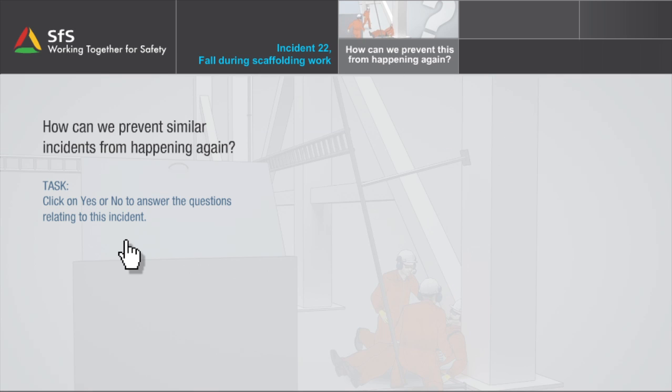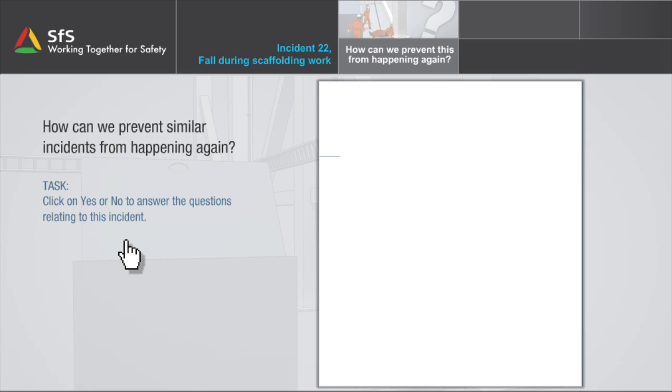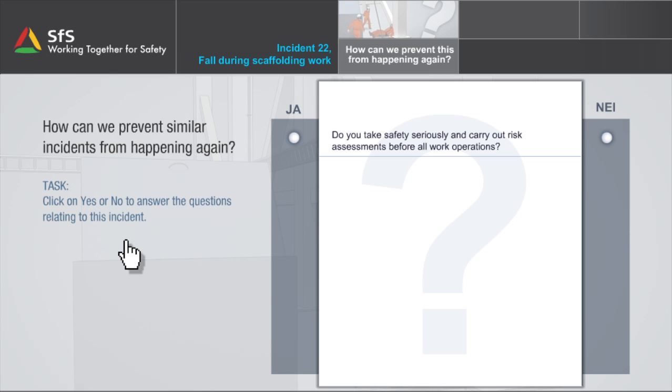How can we prevent similar incidents from happening again? Click on yes or no to answer the questions. Do you take safety seriously and carry out risk assessments before all work operations, even those regarded as routine tasks? Have you received sufficient training in risk assessment?